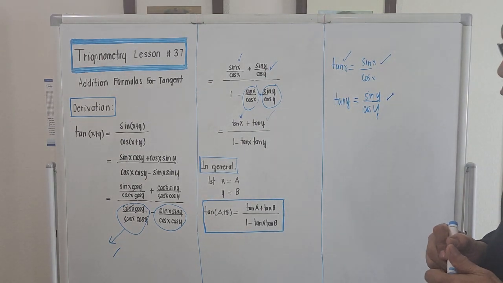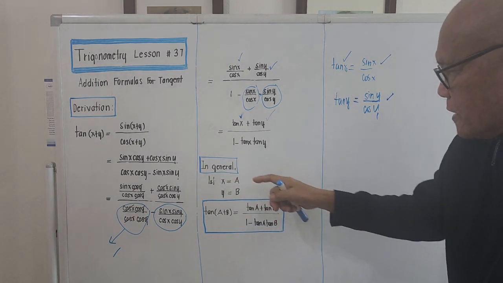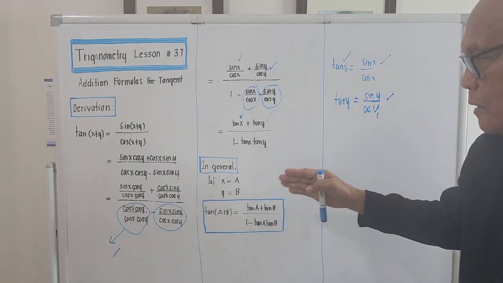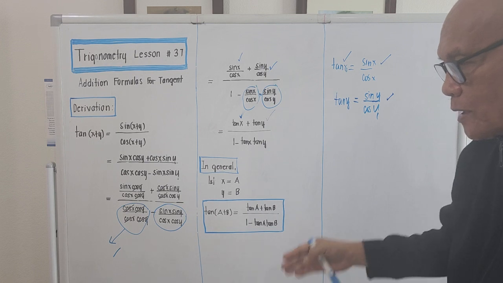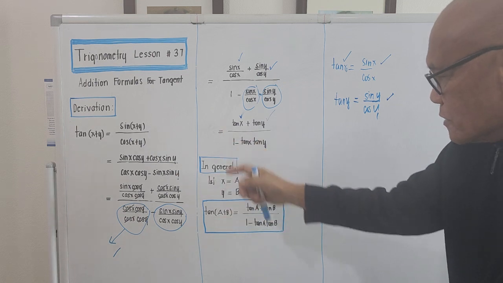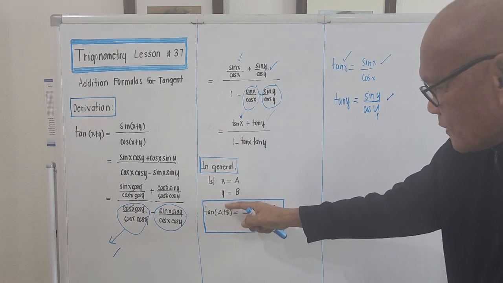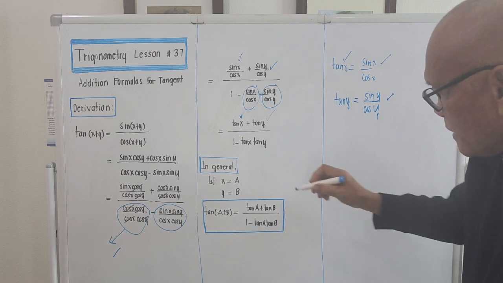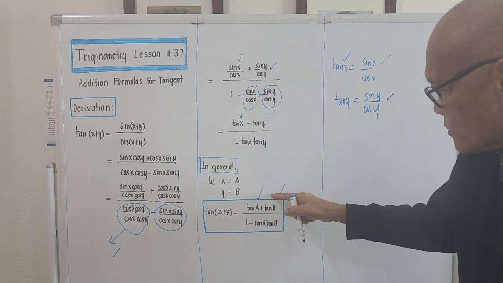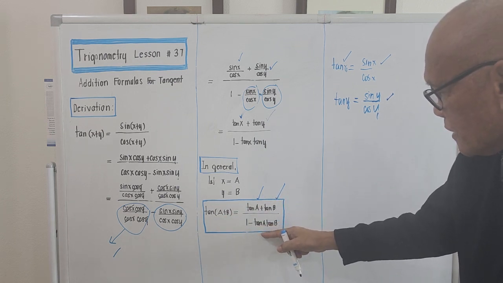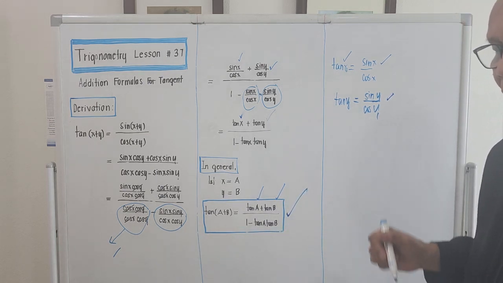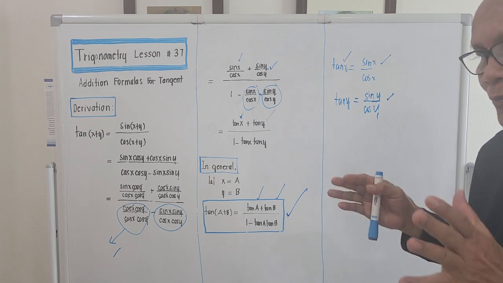Now if we replace x by capital letter A and y by capital letter B, the general formula on how to compute the tangent of the sum of two angles will be: tangent of the quantity A plus B equals tangent of A, the tangent of the first angle, plus the tangent of the second angle, all over 1 minus tangent A tangent B. So this is now the general identity on how to take the tangent of the sum of two angles.